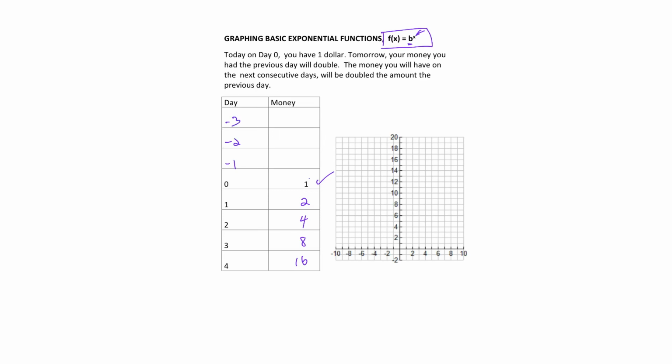And what happens to your dollar? Well, your dollar should be smaller the previous day. In this case, it's going to be 50 cents. Then we have 25 cents, and then half of 25 cents is 12.5.